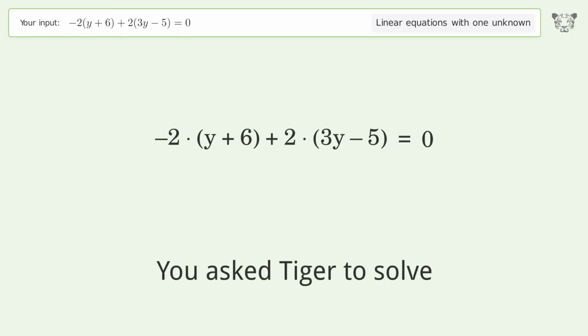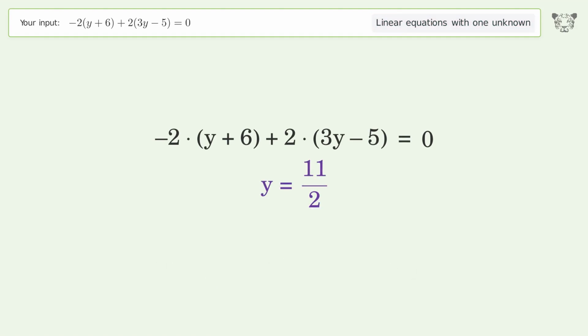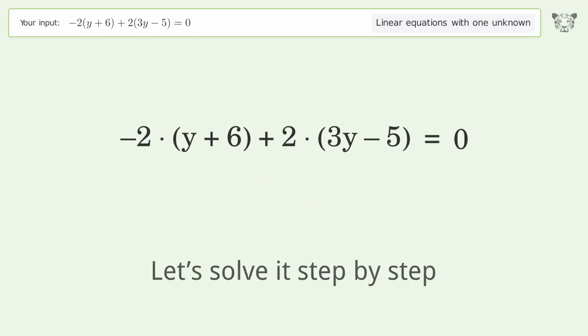You ask Tiger to solve. This deals with linear equations with one unknown. The final result is y equals 11 over 2. Let's solve it step by step.